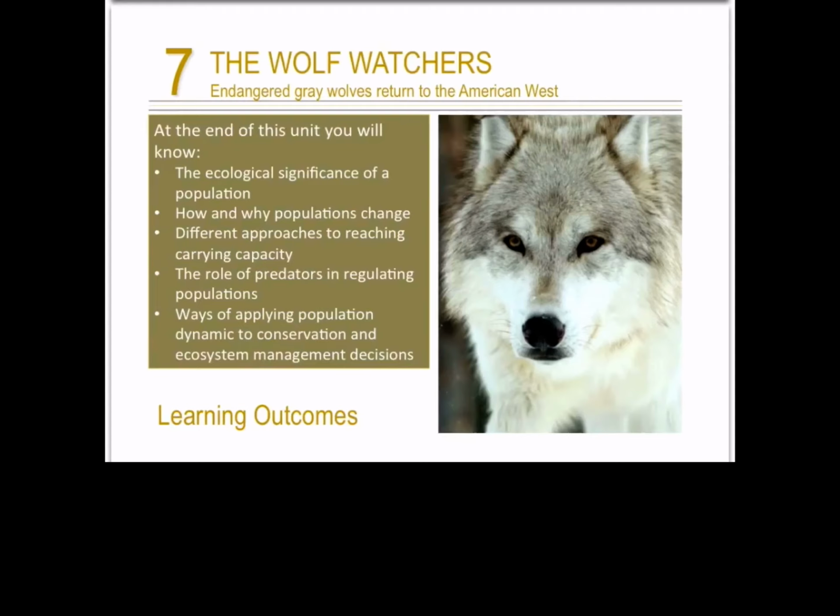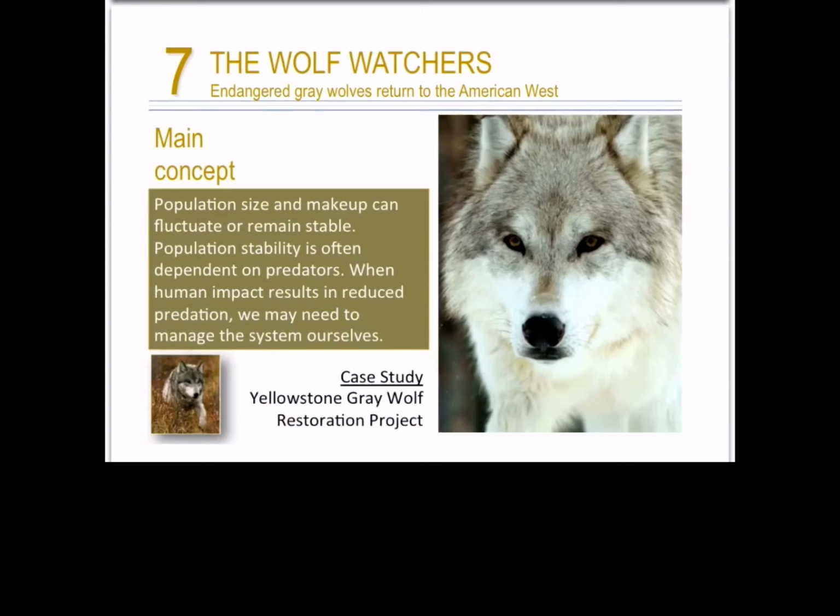In this chapter, we're actually going to look at the significance of an ecosystem and maintaining healthy populations of different species. We're going to look at predator-prey interactions and look at ways of applying population dynamics to conserve or rebuild an ecosystem to the way it was before human occupation. We're going to learn about population ecology from studying the gray wolves that live in Yellowstone National Park.